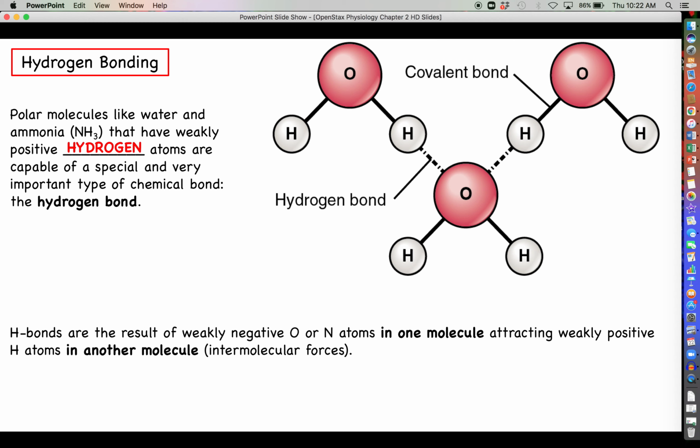So in the case of these hydrogen bonds, these are what we call intermolecular forces, meaning that these are attractive forces that exist between two or more different molecules. These are different than the intramolecular forces that exist within a single molecule. So these covalent bonds here that hold the water molecules together would be examples of intramolecular forces. Hydrogen bonding is intermolecular forces. They are forces that exist between different individual molecules themselves.